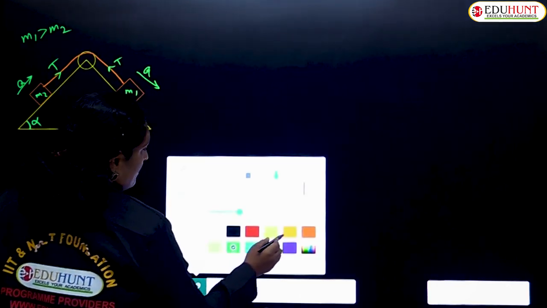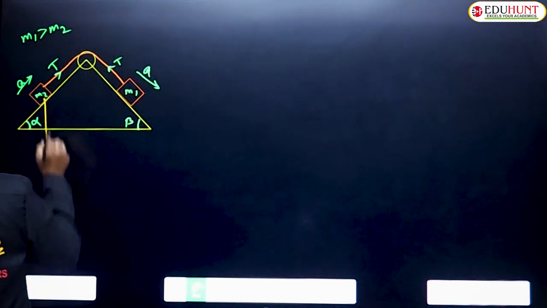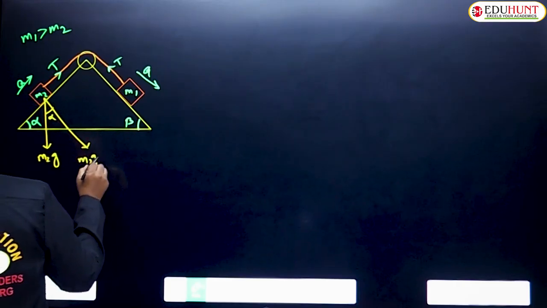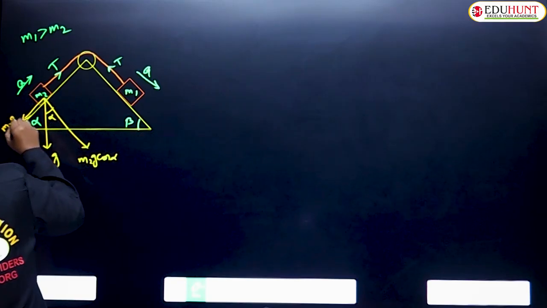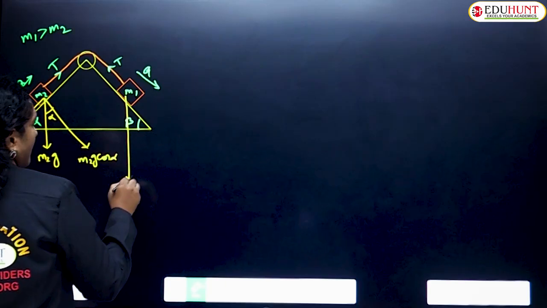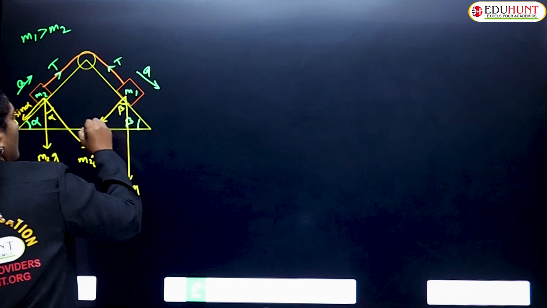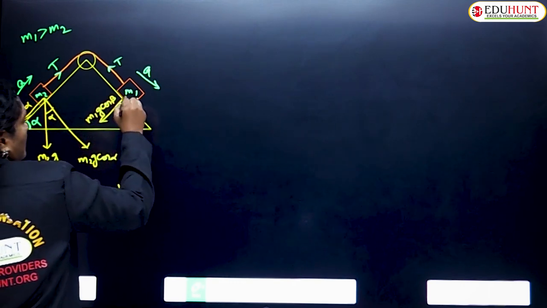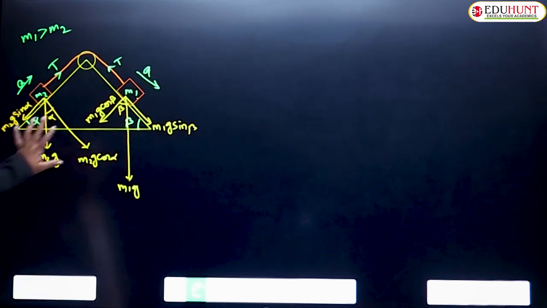If you observe this carefully, the weight of the body is acting downwards, and if you drop a perpendicular here, this will be alpha, and this will be M2g cos alpha, and here it must be M2g sin alpha. Similarly, in the second case, here you have weight M1g, drop a perpendicular, this will be beta, and here it will be M1g cos beta, and in this direction you have M1g sin beta. So this is the complete figure.